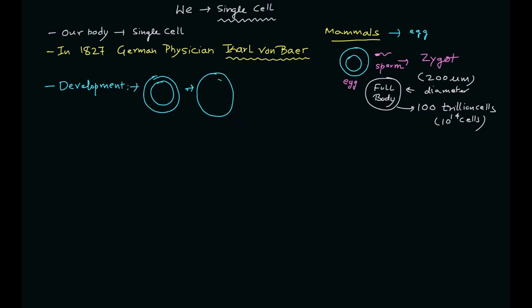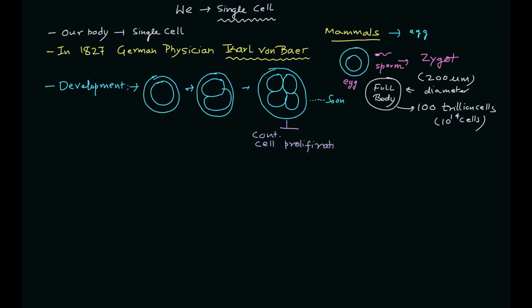How does that happen? During the process of development, you have one cell, and it keeps on dividing. For example, from one cell you get 2 and then 4 and so on. The process of cell proliferation and the process of differentiation cause the formation of the full human body, and it's not that simple. It's really complex.